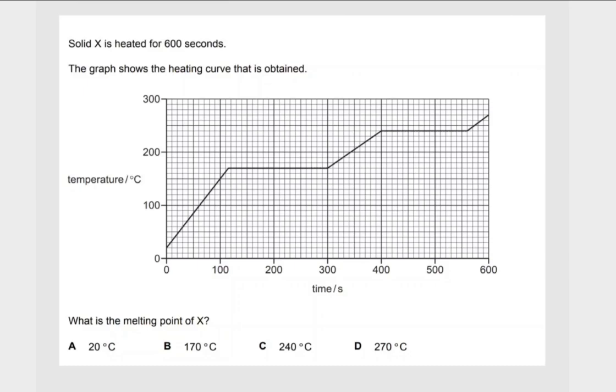The graph shows the heating curve that is obtained, 0 to 600, and the temperature increases. Now, it reaches a constant temperature region, that is change of state. Again, it is being heated. Now, there is another constant temperature region, that's another change of state. So it's a solid X. A solid is heated, it melts, then it's heated again, it boils. So the solid X melts here, it becomes a liquid, then it boils here.